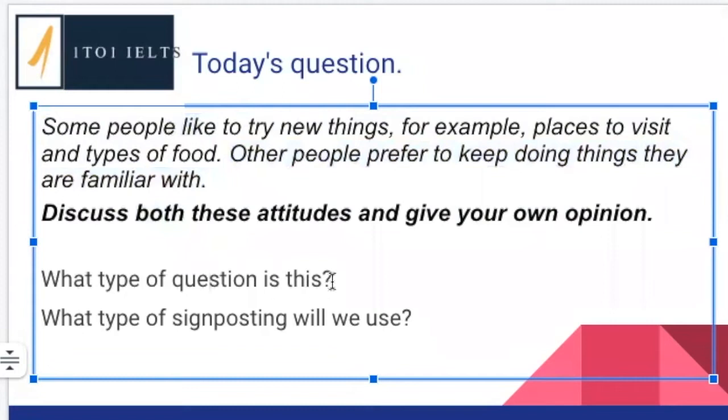So the type of question we have here is clearly a discussion. Discussion essays are super easy to identify because the first word in your essay is going to be discuss. What type of signposting will we use? What kind of words are we going to use to show that we're talking about other people's views?